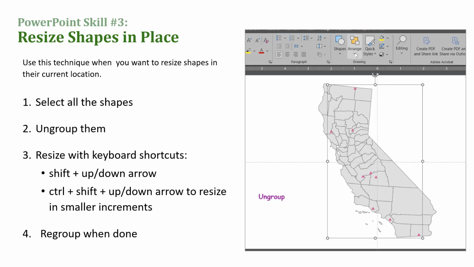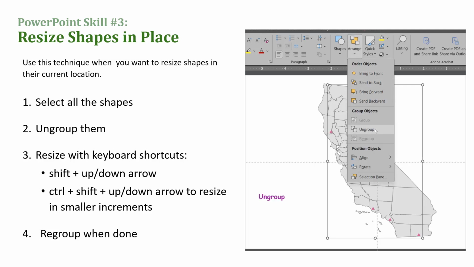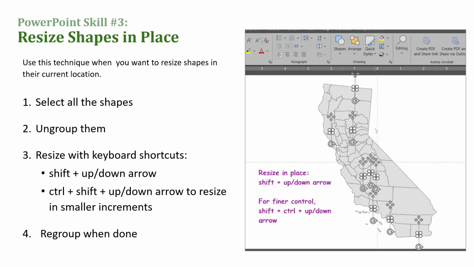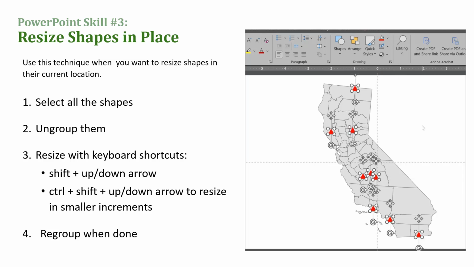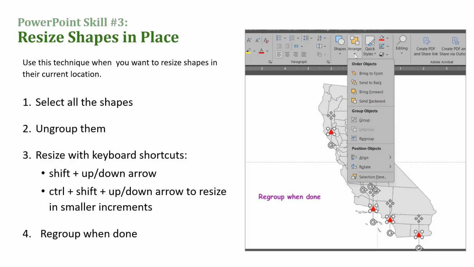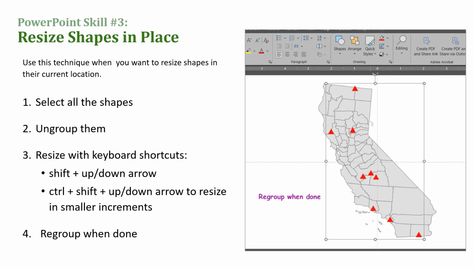To resize them in place, you do have to ungroup them. So that's next. Simply select the ungroup command. And now there are some keyboard shortcuts you can use. Shift and then up arrow or down arrow will make them change their size, but in place. You can change the color while we're at it. And it's probably a good idea to group them again when you're done with this, so that they'll be easy to select and work with next time.